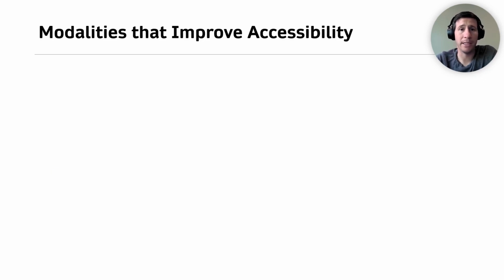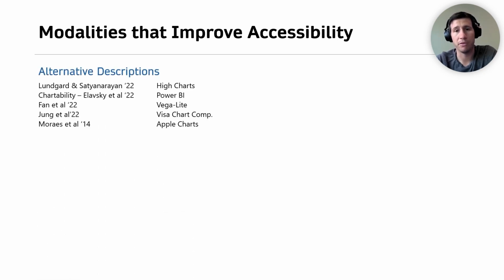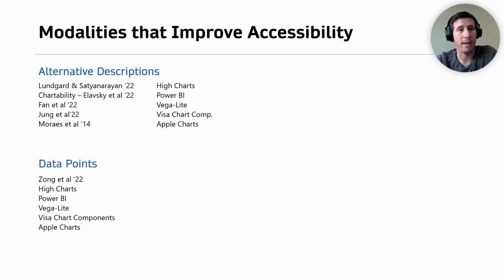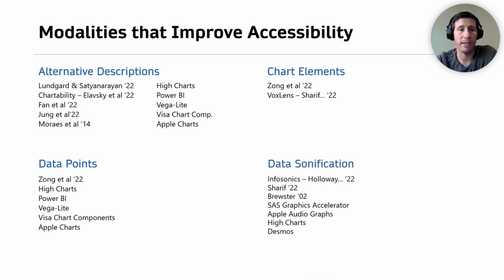Recently, there has been an increased focus to enable blind or low vision individuals through data modalities that improve accessibility. Previous research and tools have explored improved textual description, access to individual data points, reusing the chart elements as structure, and sonifying data as audio tones. Most only support one or two modalities.